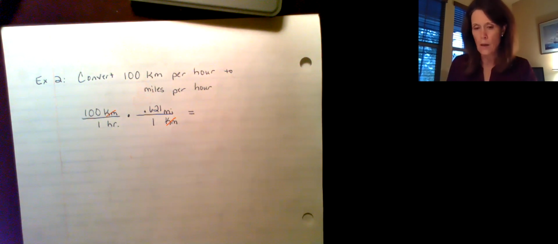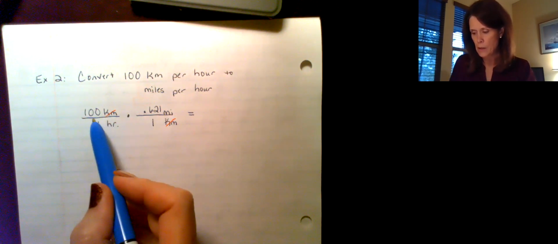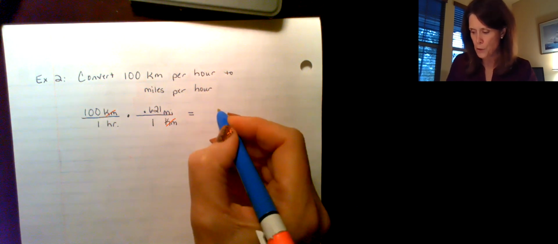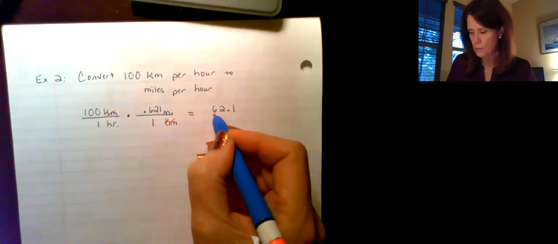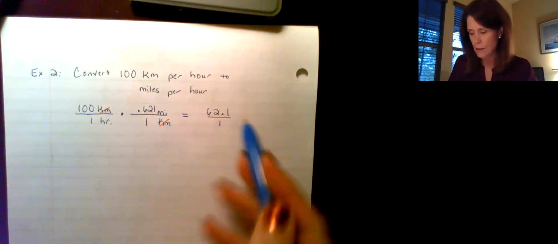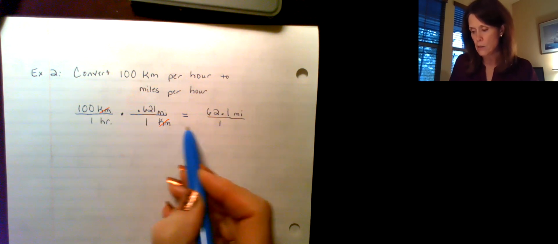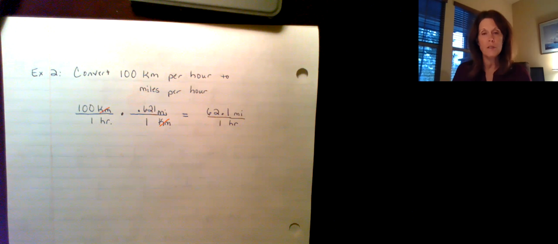So I have that equal. I'm just going to multiply straight across, 100 times 0.621. So we're going to move that decimal place over to 62.1. And 1 times 1 is 1. Now I'm going to go back and look at the labels that remain, okay? Kilometers were canceled, miles is left. Hour, that's it. That's all that's down there at the bottom. So it converts to 62.1 miles per 1 hour.